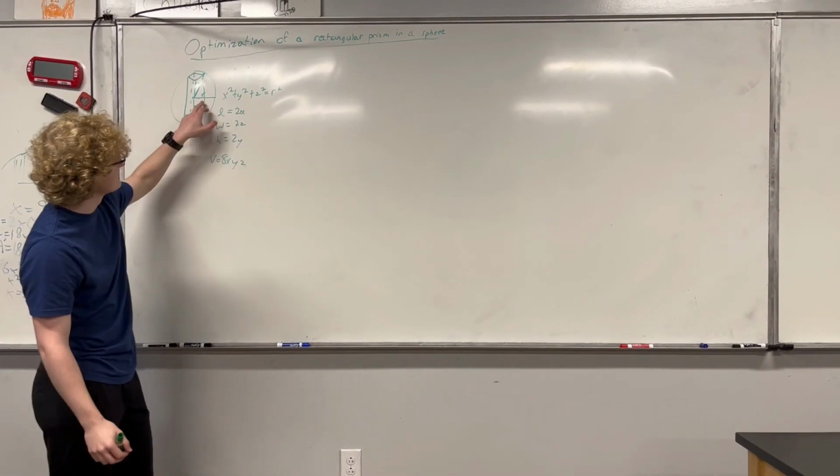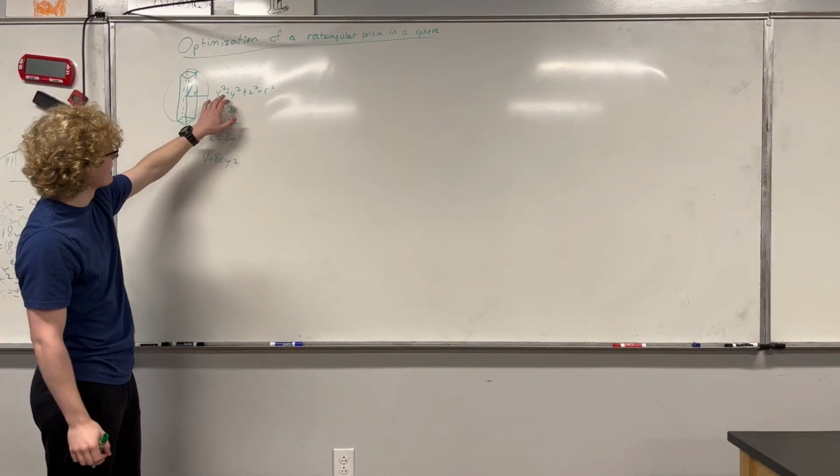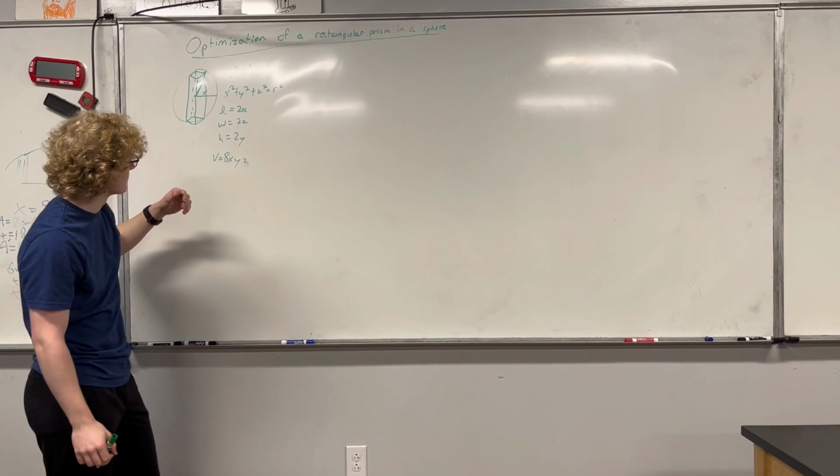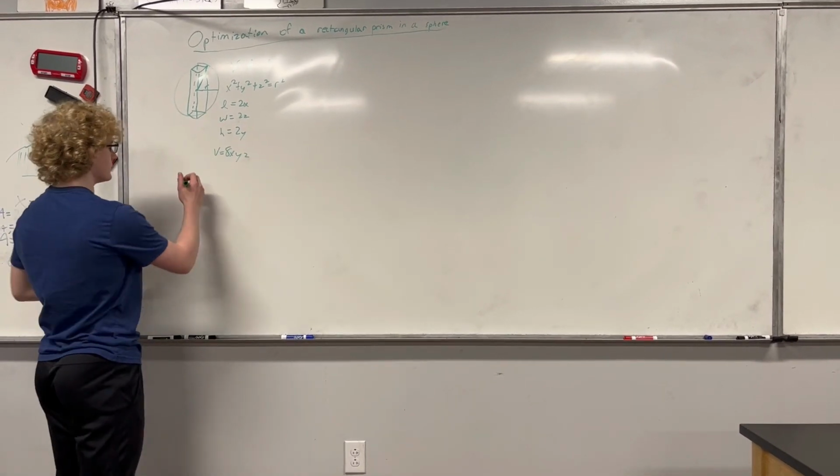So, r is going to be a constant because it's given, it's not changing, but x, y, and z are all variables. So we should rewrite our equation with respect to one of these variables. I'm going to pick x. Doesn't really matter which one you use.